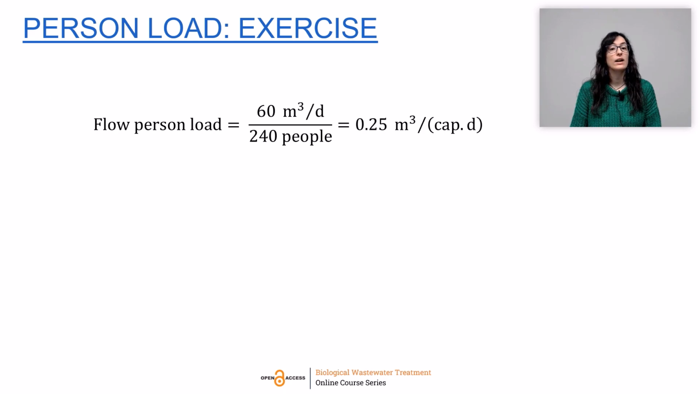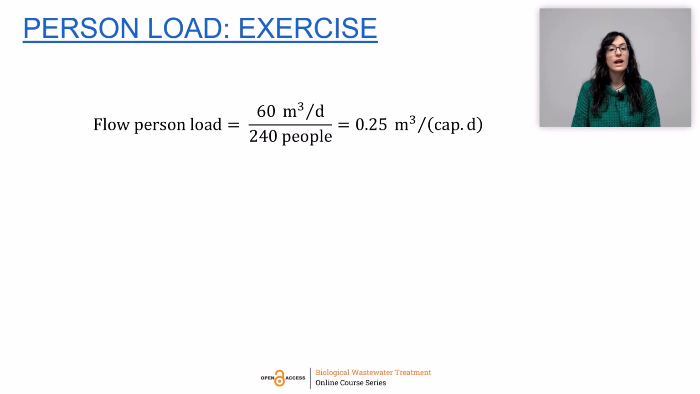Let's start with the calculations for the flow. The value that is provided in the exercise basically refers to the total flow. This means the wastewater flow produced by the whole population. So what we have to do is to transform this value into something that is specific for one person. And to do this, we basically have to divide the total flow that is being produced by the number of people that live in the island. And in this case, we get a value of 0.25 cubic meter per person and per day.